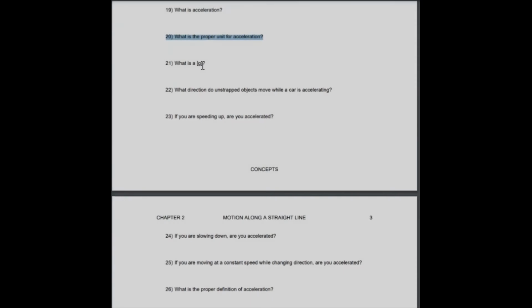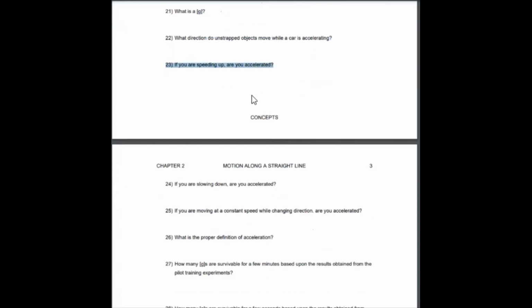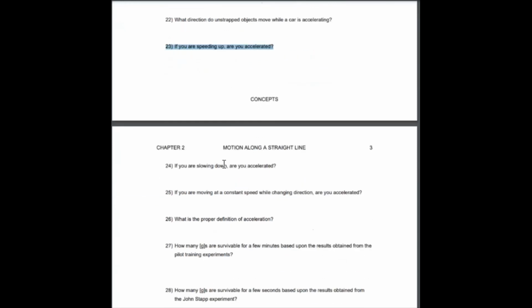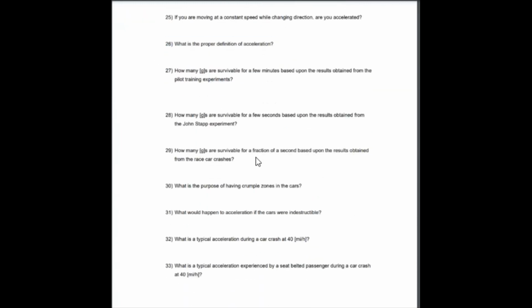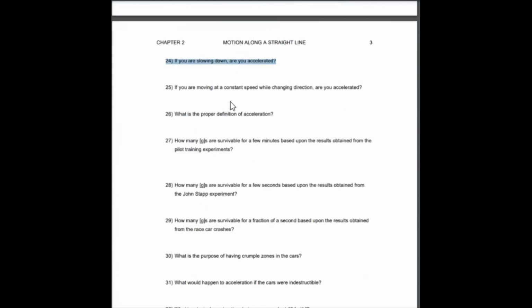Per unit, meters per second squared. G is the expression of acceleration in terms of your own body weight. Unstrapped objects will move in the opposite direction of the acceleration of the vehicle. Speeding up is acceleration because unstrapped objects will move in the backward direction. Slowing down is acceleration because unstrapped objects inside will move in the forward direction.